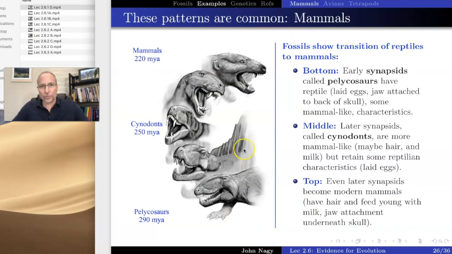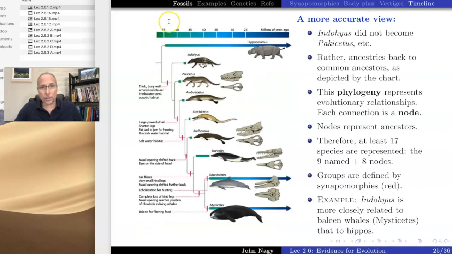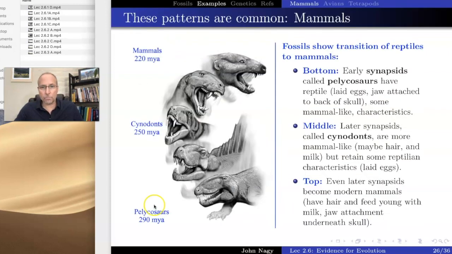For example, the mammals. If we look at the patterns of mammals, we go all the way back to 290 million years ago. Now look at the time pattern we're looking at here. For the whales and dolphins, we're talking about 55 million years ago. This is much, much farther back in time, 290 million years. So if we go back that far, we can find no fossil mammals. The earliest fossil mammals are about 220 million years old.